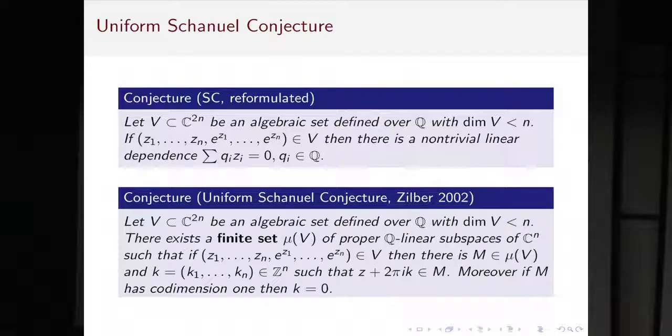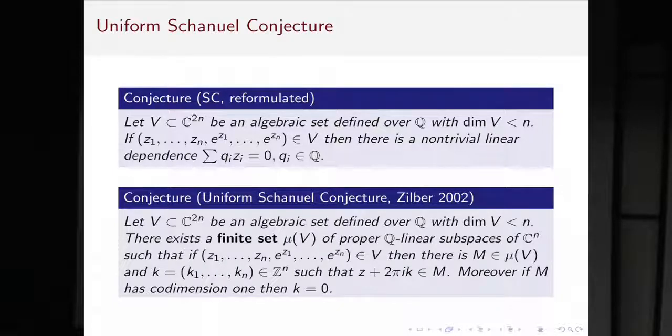Schanuel's conjecture says that the transcendence degree of some set of numbers is at least n, and that means that such a set of numbers can't be contained in a variety of dimension less than n defined over Q. So we take V, an algebraic subvariety of C to the 2n defined over Q and of dimension less than n. And the statement now is that if you get a point of the form z1 up to zn, e to the z1 up to e to the zn on that graph, then the z's must be linearly dependent over Q. That's a simple restatement of Schanuel's conjecture.